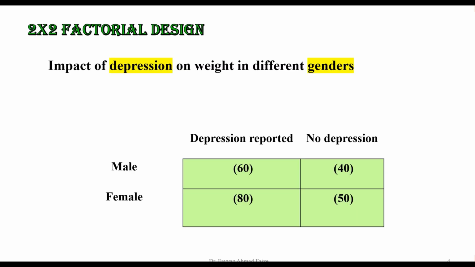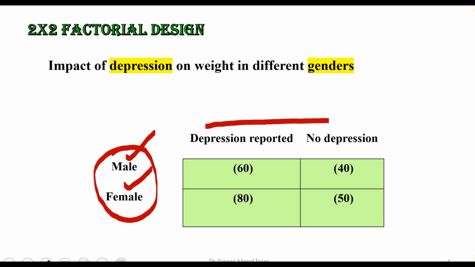So let us understand the level from this diagram. Here we have the factor, which is gender, and gender has two levels. One is male and the second is female. So these are the two levels for gender. And here we can see the two types of groups. One is the group in which depression is reported, and the second is the group in which we don't have depression. So this is one level and this is the second level.